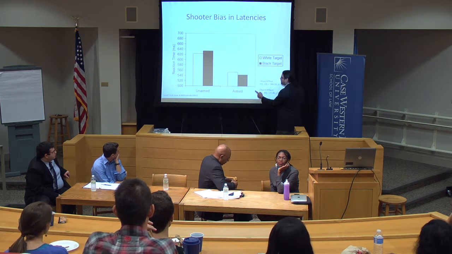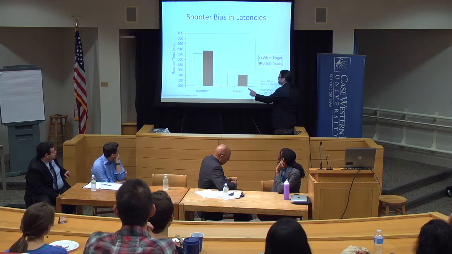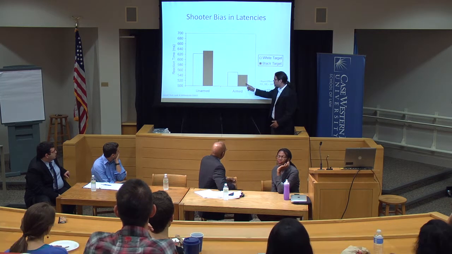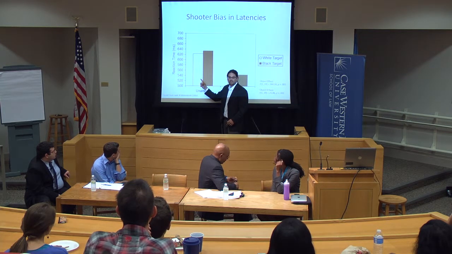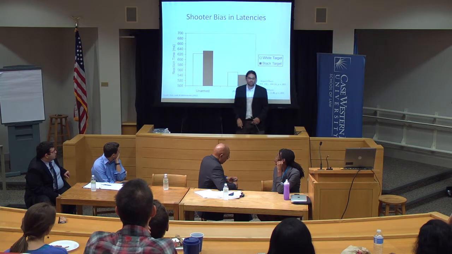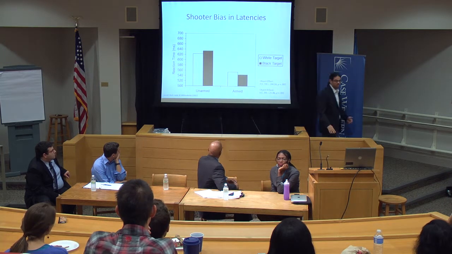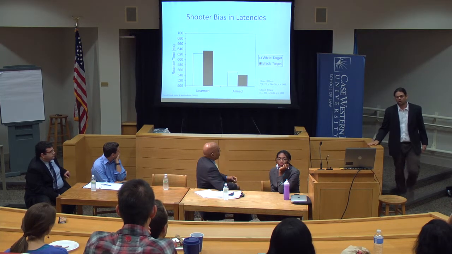But that's not why I'm here today. I'm here to talk about the racial aspects. People are faster to shoot black men with guns than white men with guns. People are faster to hit the safety with white men holding cell phones than black men holding cell phones. This is true for police officers who take this test as well.